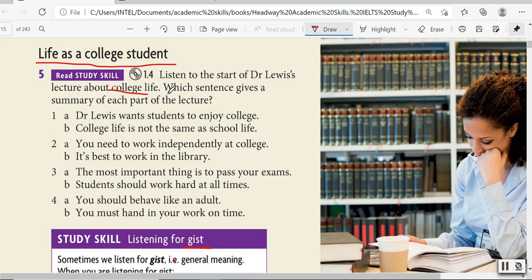Dr. Louise wants students to enjoy college. College life is not the same as school life. You need to work independently at college. It's best to work in the library. The most important thing is to pass your exams. Students should work hard at all times. You should behave like an adult. You must hand in your work on time.